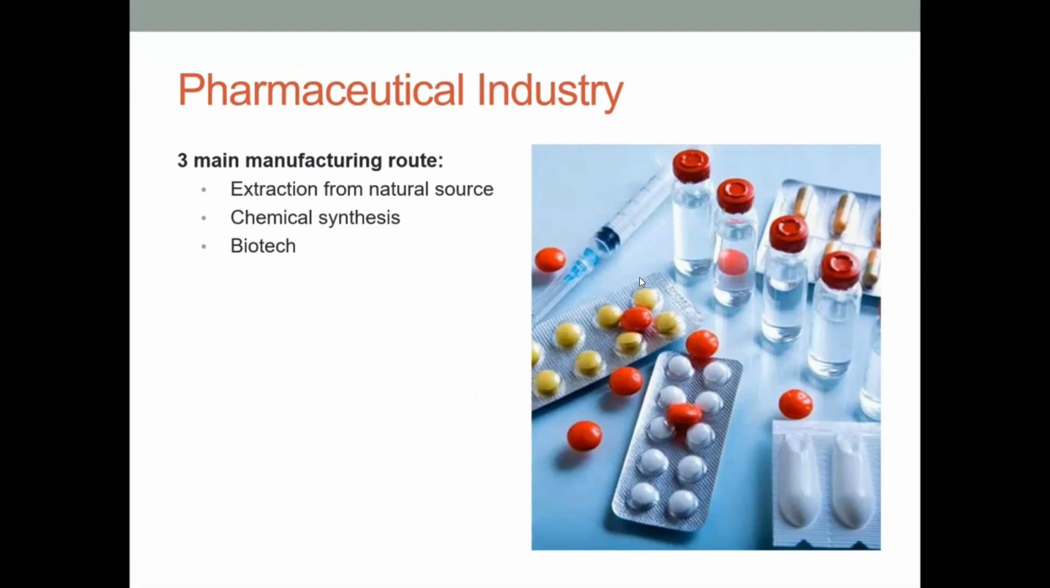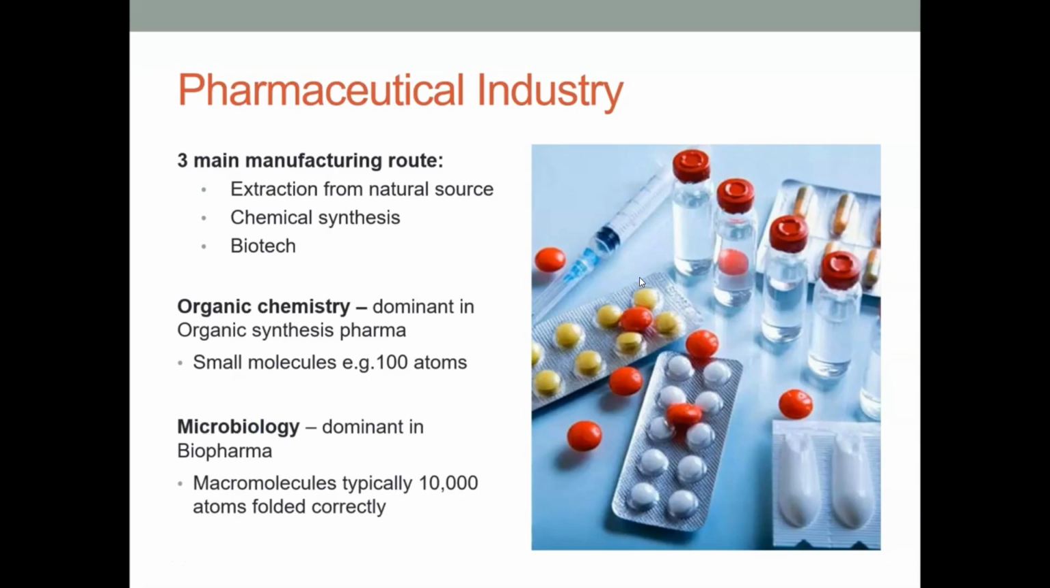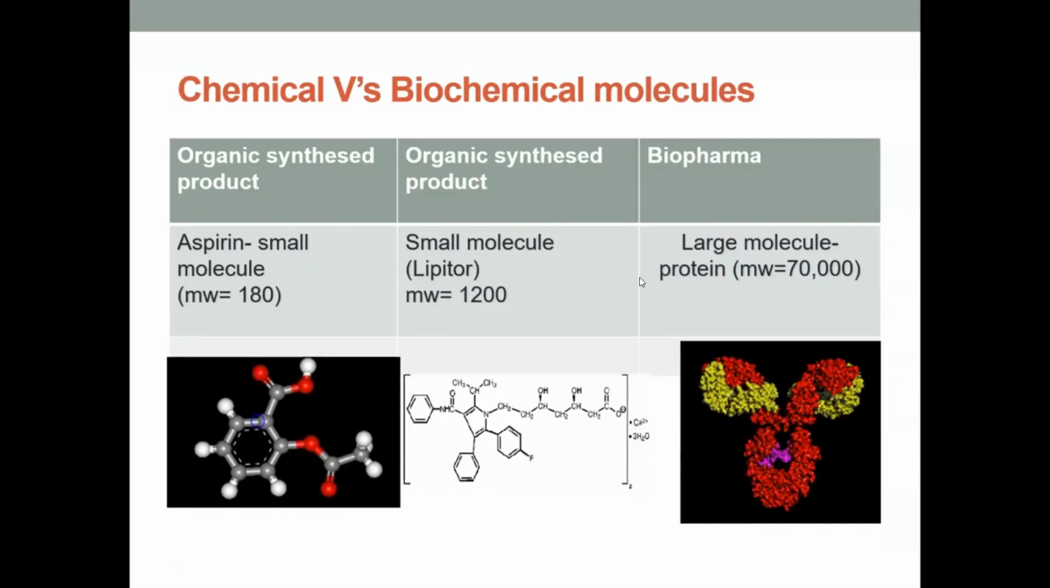In the pharmaceutical industry, there are three main manufacturing routes. So an active can be extracted from a natural source, you can have chemical synthesis, or you can use biotechnology. Organic chemistry is dominant in organic synthesis pharma, so generally your API and a lot of your finished products are using organic chemistry. And we're talking mainly here about small molecules, so in the region of 100 atoms. Microbiology is dominant in the biopharma sector. Here you're talking about macromolecules, and you're typically talking about 10,000 atoms folded up correctly.